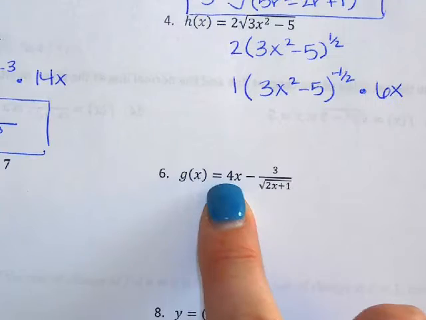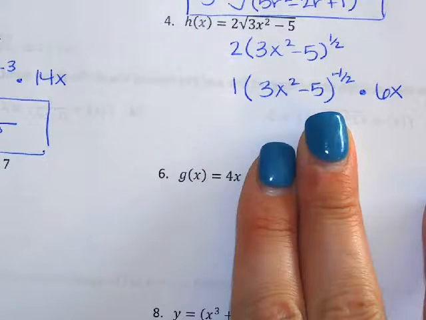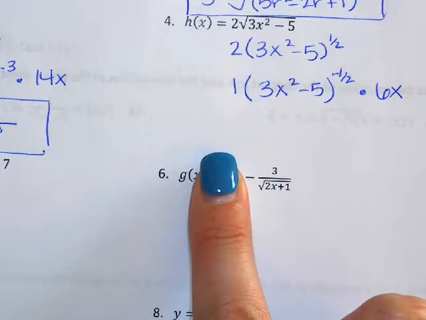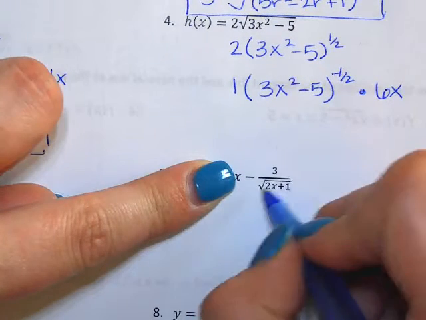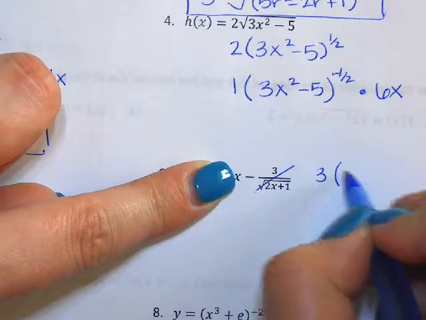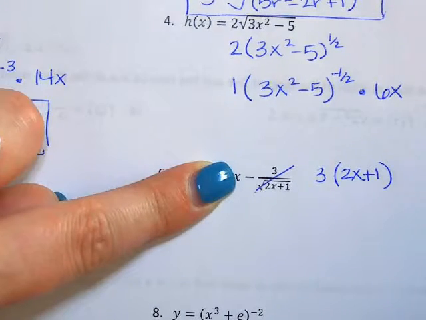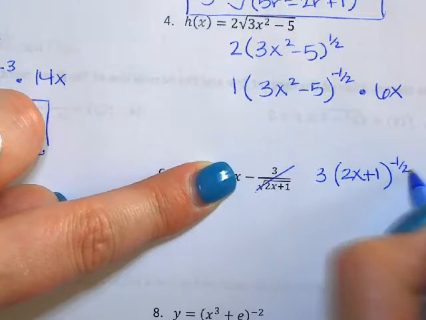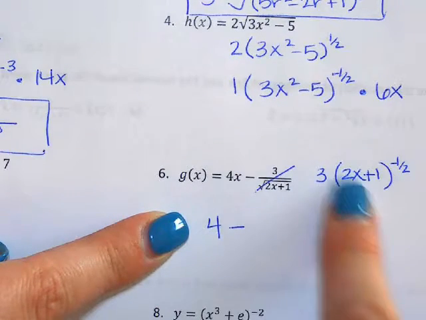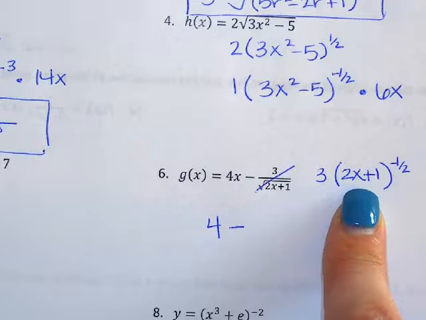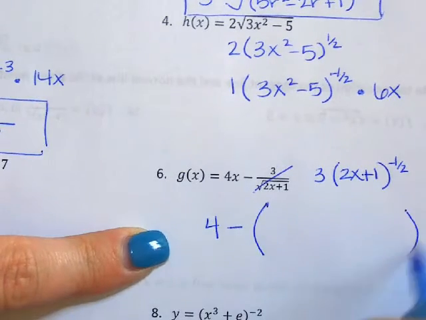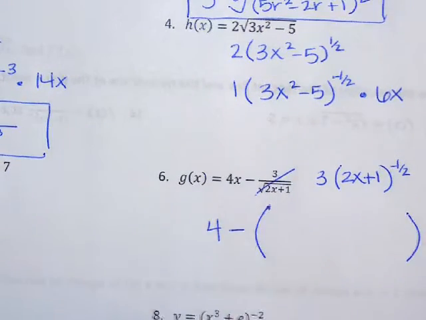Okay, now 6 is just going to be like you're taking, so cover up everything, just take the derivative of 4x first. 4. And then write a minus sign. And then you're going to have to have rewritten the second part, right? We're going to call that 3 times 2x plus 1 to what exponent? Negative 1/2. Okay, so you have 4 minus, and then you're going to go ahead and do the chain rule with this part. Yep, you could say all the chain rule stuff is going to fit in there if you write small enough.